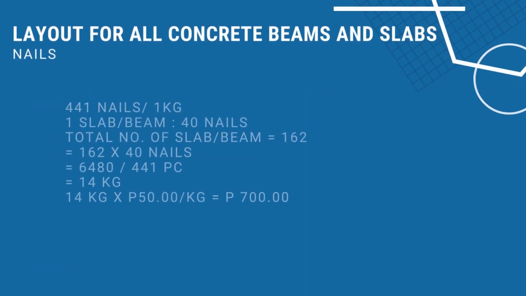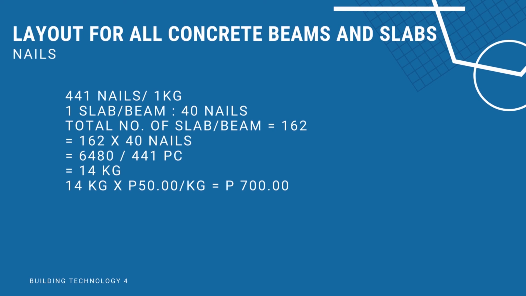For the calculation of nails, we have 441 nails per 1 kilogram of 2 inch nails. So one slab or beam is to 40 nails. The total number of slabs or beams is equal to 162. We multiply 162 times 40 nails, which is equal to 6,480, and divide by 441 pieces of nails. So we have 14 kilograms. To get the total cost of nails, we multiply 14 kilograms times 50 per kilogram, which is equal to 700 pesos.